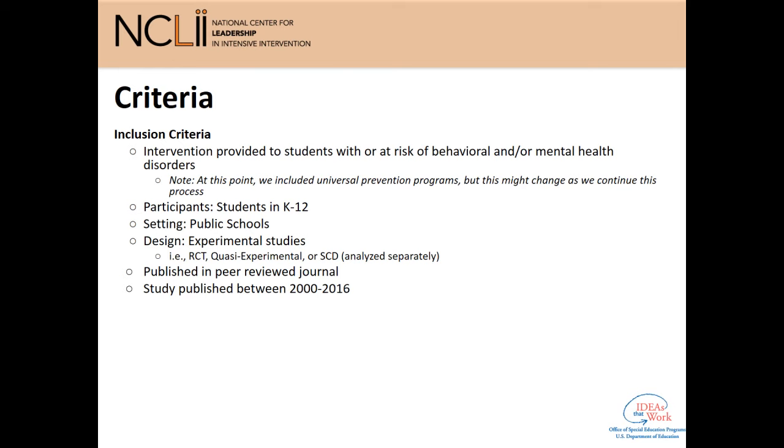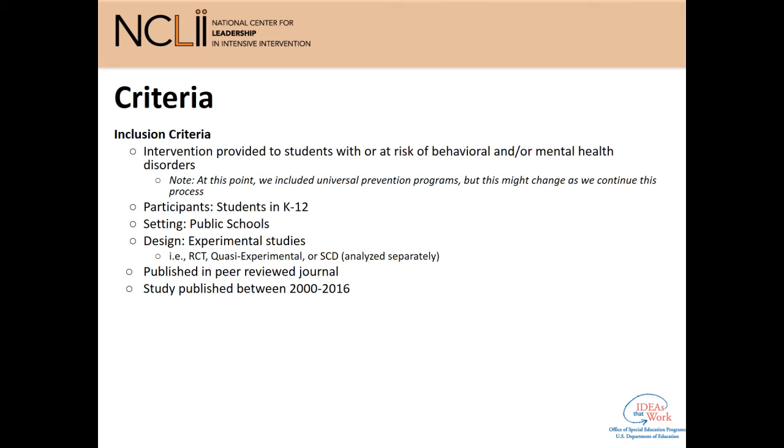As I told you, we have our inclusion and exclusion criteria. So we originally wanted to be looking at interventions designed for students with or at risk for behavior and/or mental health disorders. So those would be targeted interventions. However, at this point, we're still including universal interventions. We want our participants to be K through 12 students in public schools. We want the studies to be experimental, so we're doing RCT, quasi, or single case. However, we did not find any single case, so it's going to be mostly RCT and quasi. Published in a peer-reviewed journal and studies published between 2000 and 2016.